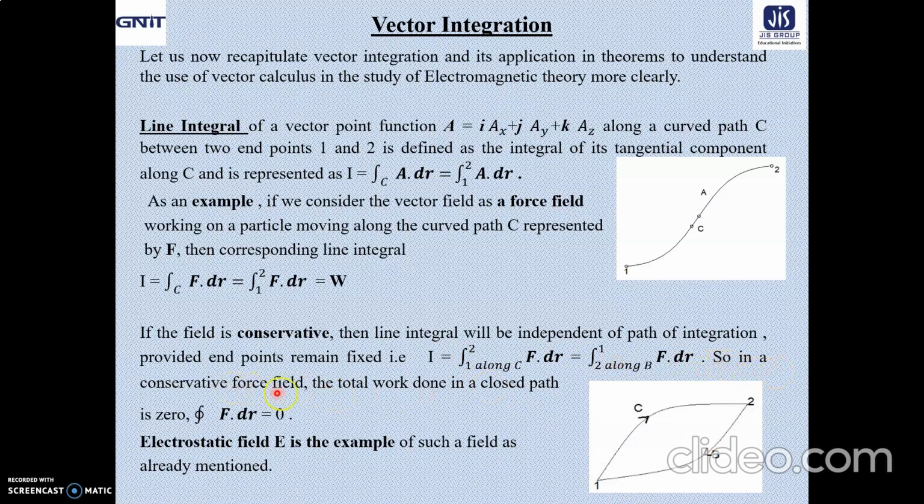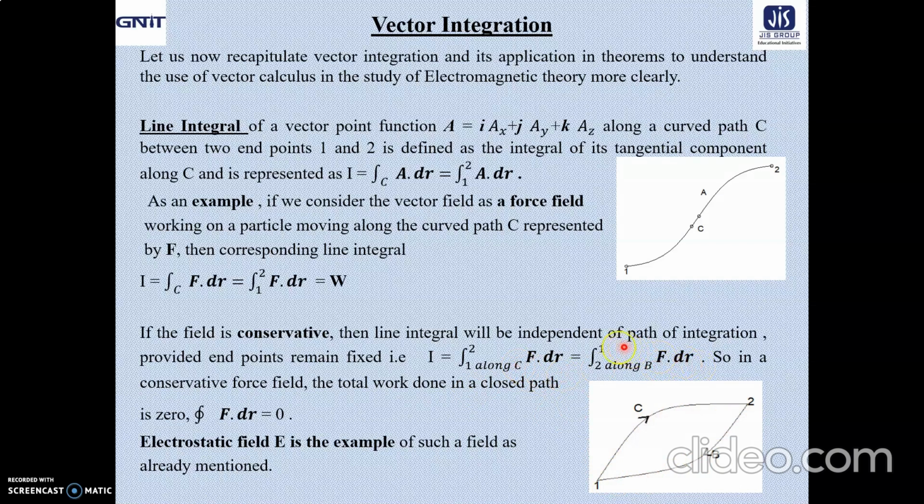That means in a conservative force field, what about the total work done in a closed path? That means 1 to 2 plus 2 to 1. That will be given by the closed line integration of F dot dr equal to 0. It is 1 to 2, then 2 to 1. One is going along this direction, the other will go along the opposite direction, and the values of the line integral are the same in magnitude.